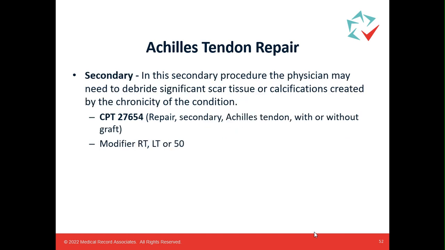For our secondary repair, the procedure is going to be a little more extensive. Your physician may need to debride significant scar tissue, or you may see some calcification debridement. The calcifications can be created by the chronicity of the condition. CPT 27654 represents our secondary repair. So repair secondary Achilles tendon with or without graft. So either way, we're just going to assign the one code since grafting is included when performed. And again, modifier right, left, or 50 as applicable.